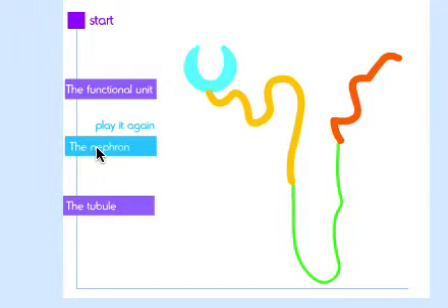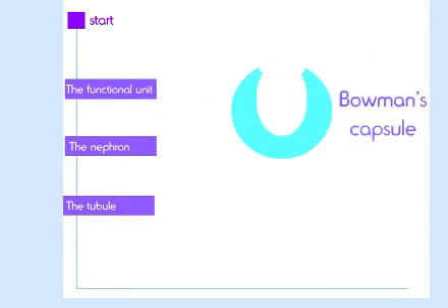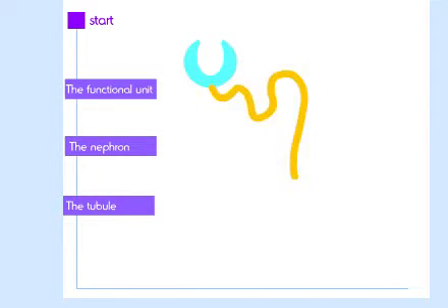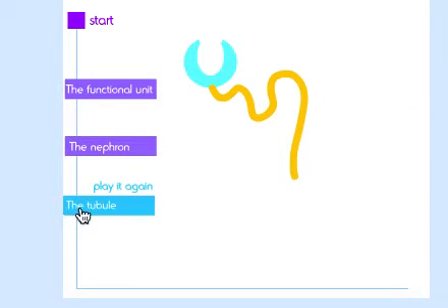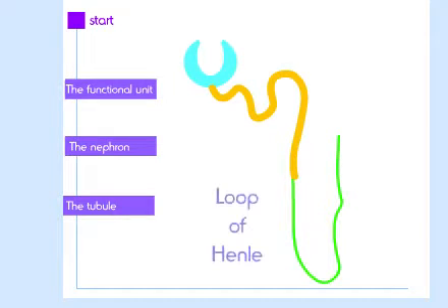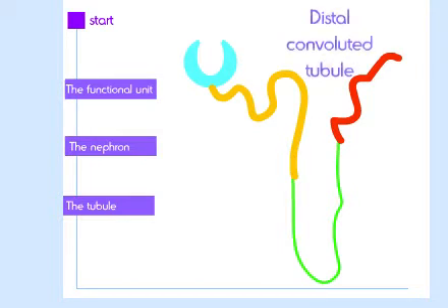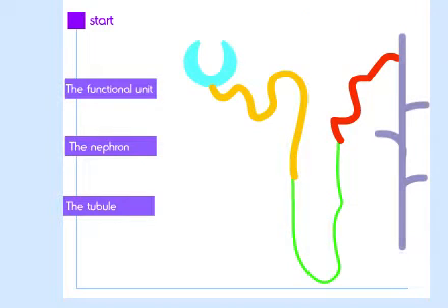The nephron begins as a cup-like structure called the Bowman's capsule, which is where the glomerulus sits. The Bowman's capsule opens into a coiled region of tube called the proximal convoluted tubule. The tubule then thins and straightens out into the loop of Henle. It then coils again to form another region called the distal convoluted tubule. The distal tubule empties urine into the collecting duct.